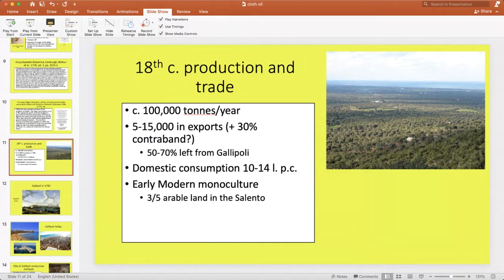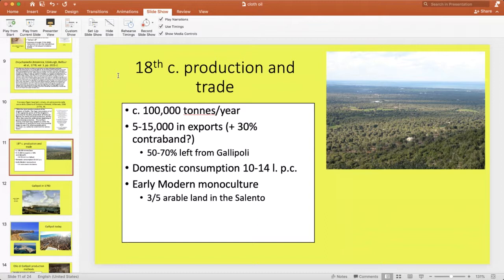Contemporary Italy is producing between 300,000 and 500,000 kilograms in the ton to kilo. It's 1,000 kilograms, and they're more or less equivalent. We don't need to get into the specific weight of olive oil. There's a constant switching back and forth between liquid and weight in the measurement. Anyway, about 100,000 tons per year produced, somewhere between 5,000 and 15,000 of that exported, plus another significant percentage that was contraband. Of course, the exports were taxed, and the most reliable figures are the legal exports.